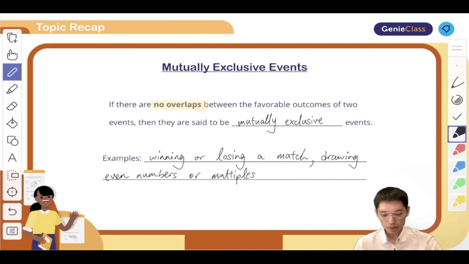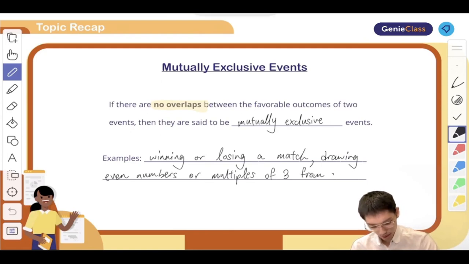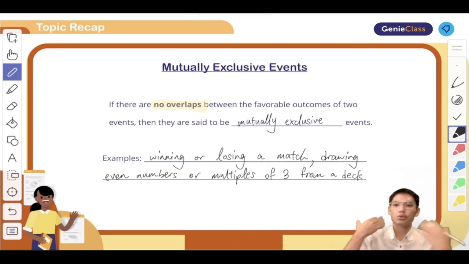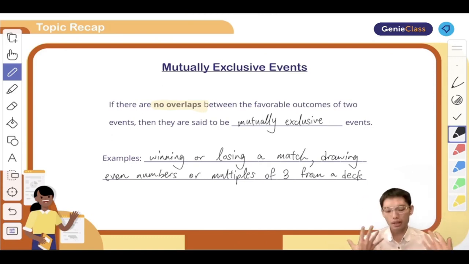Again, these are some examples, so long as there are no overlaps. Alright guys, no overlaps, from a deck of cards. So these are some examples. Mainly, if you can think of more, go ahead from there.